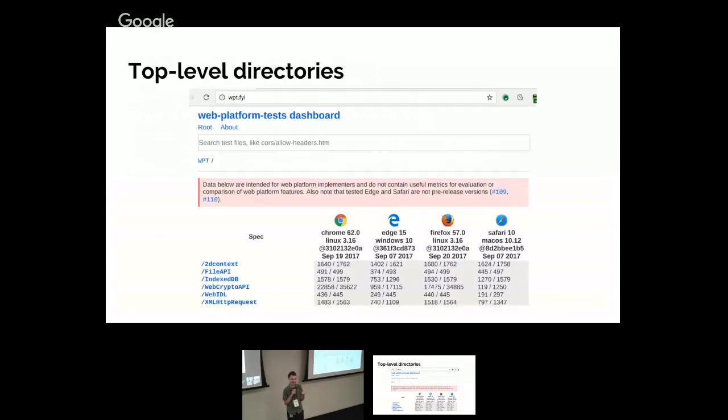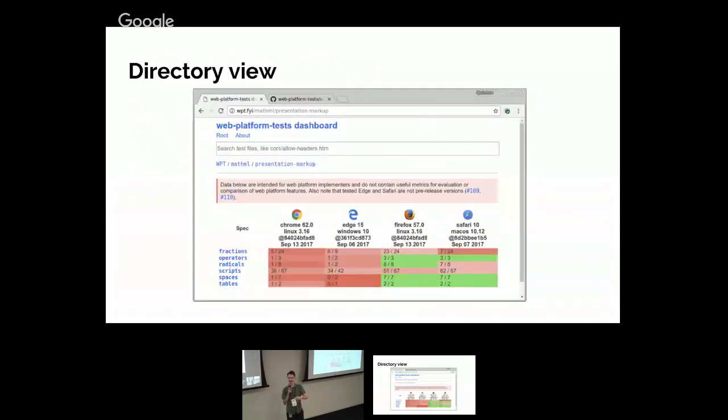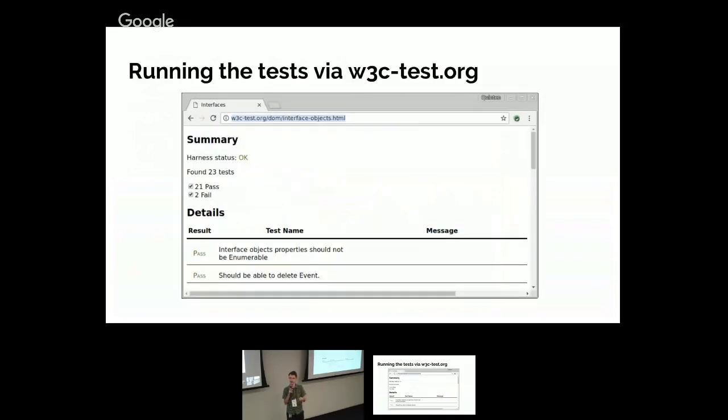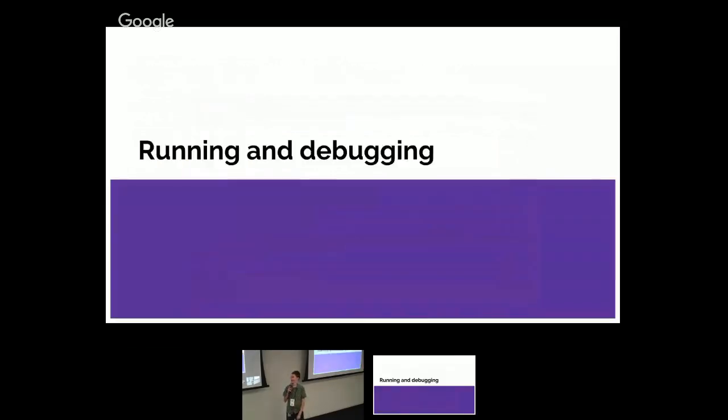When you go to that dashboard to explore the tests, first you get the listing of top-level directories, and you click in, and then you can get a summary of passing and failing tests in that directory. Then you keep on drilling down, and you can get to the results for a specific test in the 4 major browsers. And from this page, you can also view the test on w3c-test.org, where you can run that test as it's checked in, in your browser right then, which is really helpful for exploring the current set of tests.